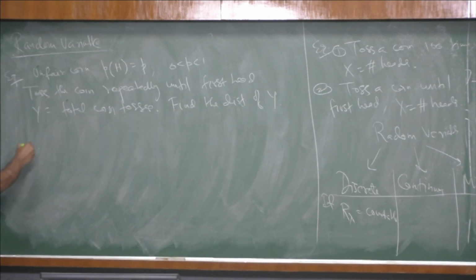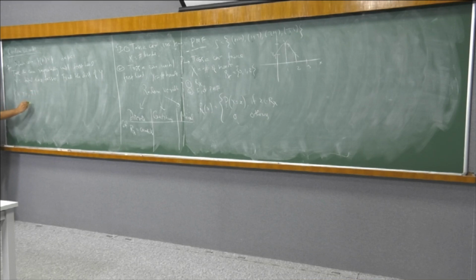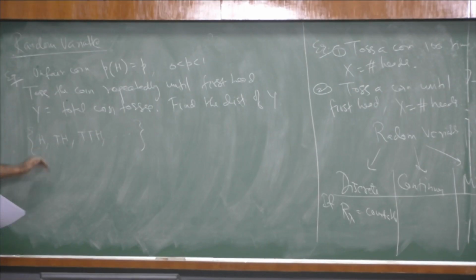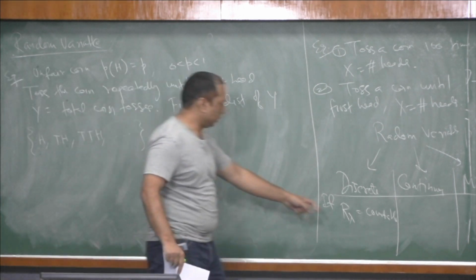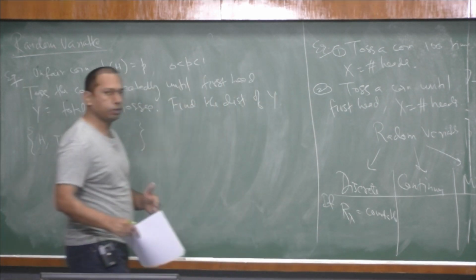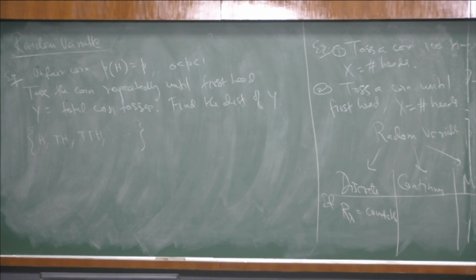So the sample space possibilities we see are: we get a head, or we get tail and then head in the second step, and then tail, tail, head, and so on. This is a case where the range of Y is not necessarily finite. It can essentially keep going. But this is still discrete because according to our definition, the range must just be countable. It may be finite or infinite, but as long as it's countable, it's fine.